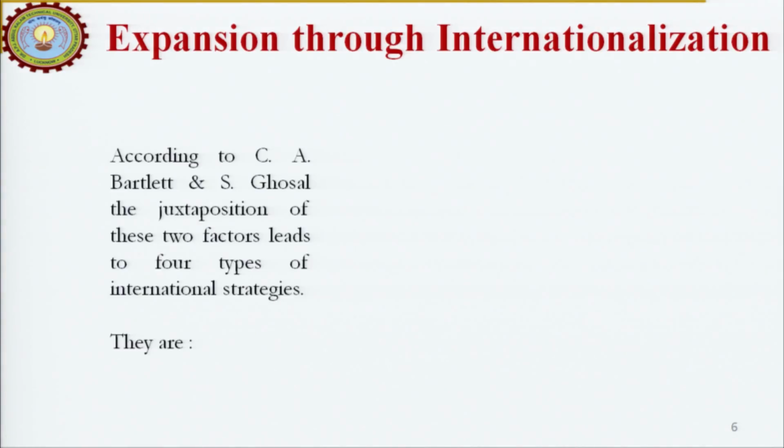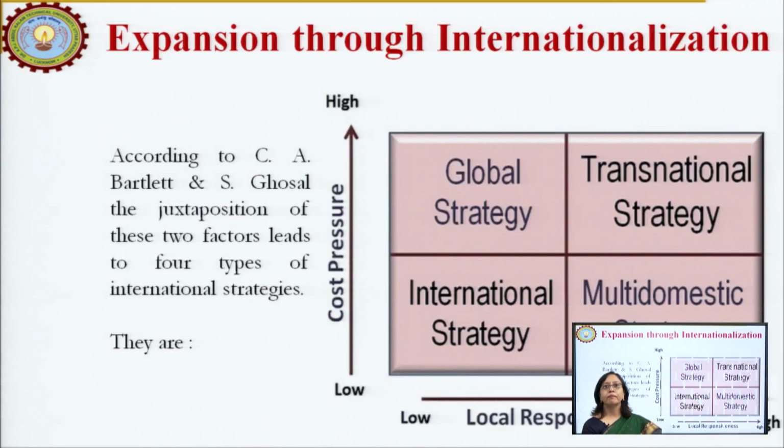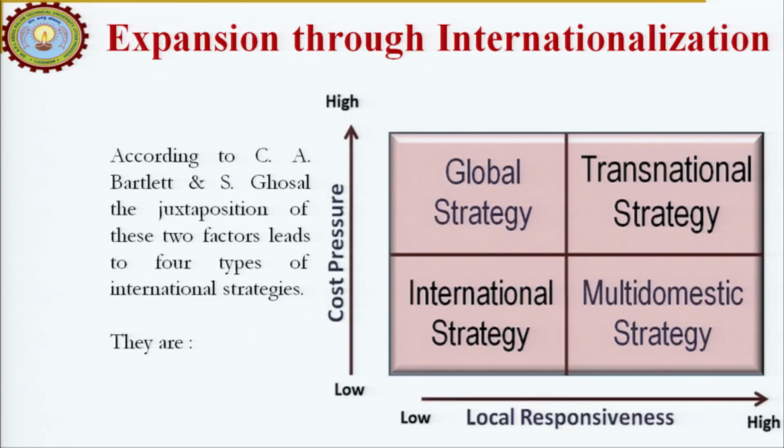Now, as we were talking about the Bartlett and Ghoshal matrix, according to C.A. Bartlett and S. Ghoshal, the juxtaposition of these two key factors, which two key factors? The cost pressure and the pressure for local responsiveness. If we combine these two factors together, then we get four different strategies, the 2x2 matrix, and these international strategies are shown in the figure here.